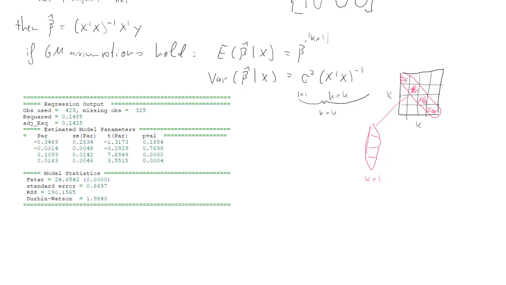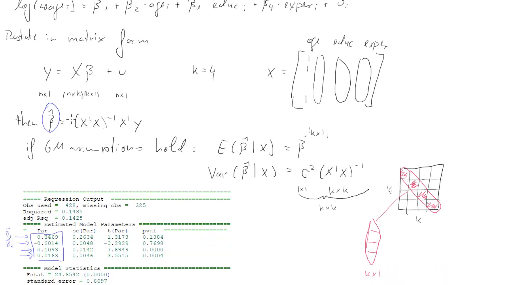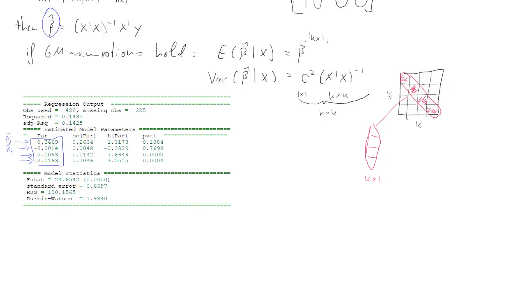Firstly, let's find β hat. That should be, as we know, a 4 by 1 vector, and we find that vector here. The first element is the constant, then β1 hat, β2 hat, β3 hat, β4 hat. So the first value is the constant, the second is the coefficient for age, the third for education, the fourth for experience. So that's the β hat.